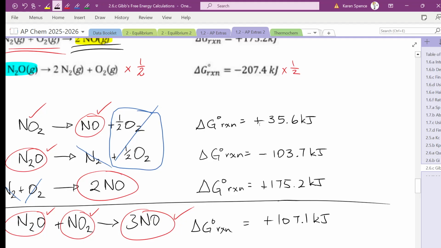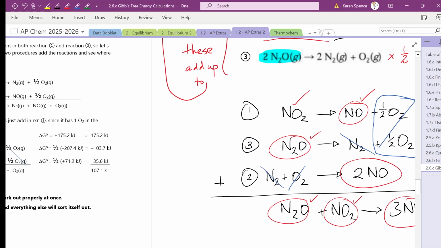So that is a thermodynamically unfavorable reaction, yes? Yes, I did, and I need to fix that. Thank you.